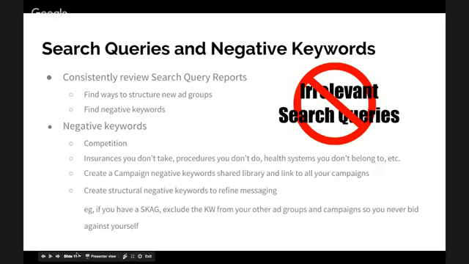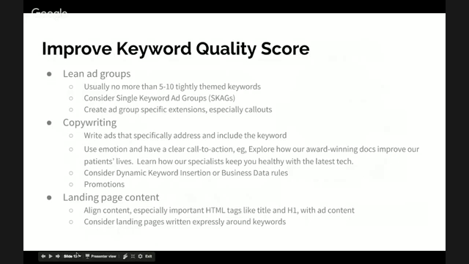And a perfect example there is if you have a single keyword ad group, you're going to want to exclude that keyword from your other ad groups and campaigns so that you're never bidding against yourself and that you have very good control over which ads show when people are searching for that single keyword. And you may ask, what is a single keyword ad group? We'll talk about that now.